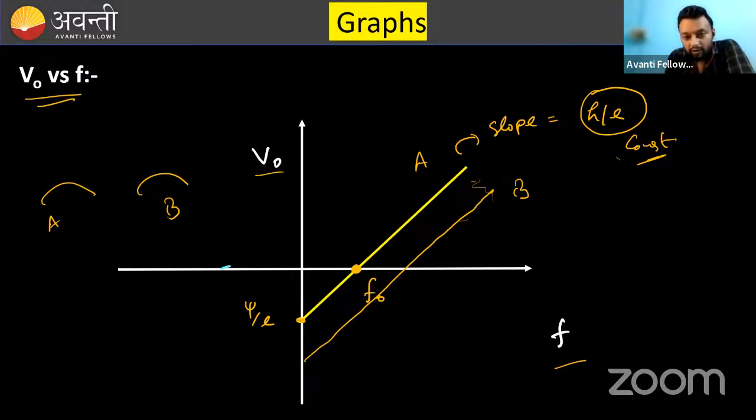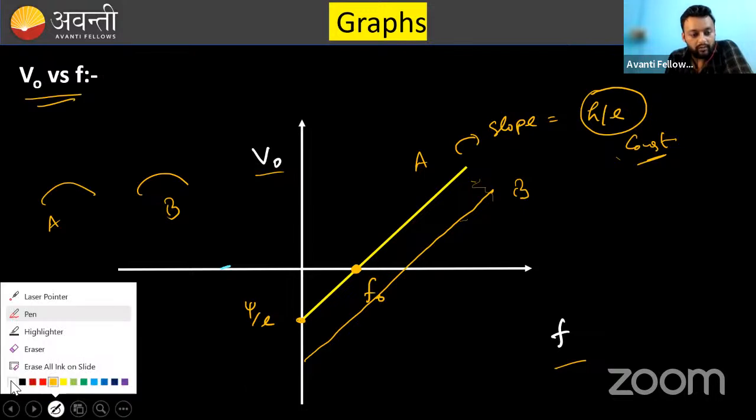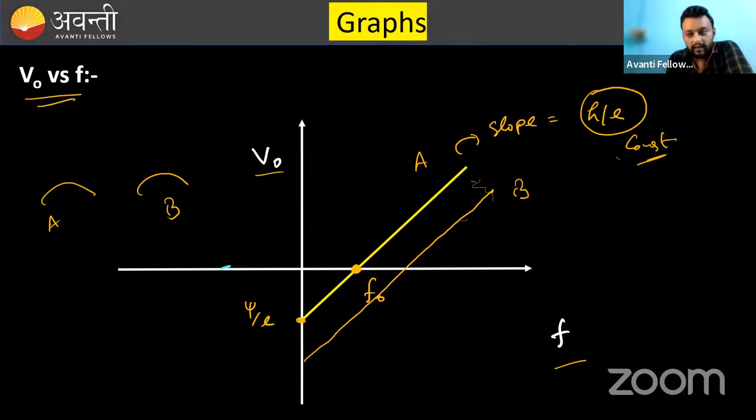Clear? So now tell me, out of these two graphs, which metal has higher threshold frequency? A or B? Anyone who can answer that? Graph A cuts the frequency at this point. Gauri Lakshmi is saying B. Very good, Gauri.